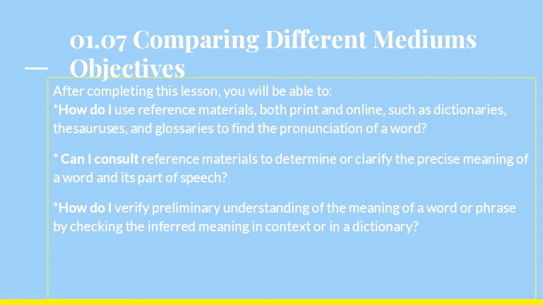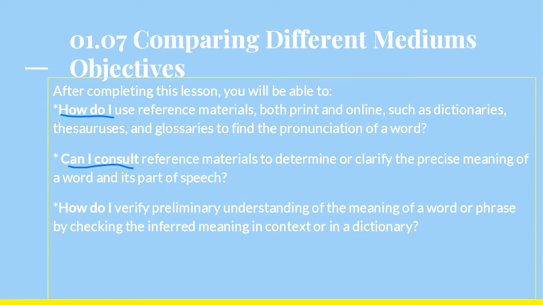So for 1.07, after completing this lesson, you will be able to: how do I use reference materials, both print and online, such as dictionaries, thesauruses, and glossaries to find the pronunciation of a word? And you can see that I took that and I changed that into a question. So I added the how do I because that gives me a guiding question as I go through and learn the material. The same for the second objective.